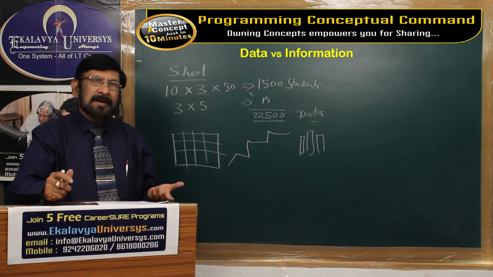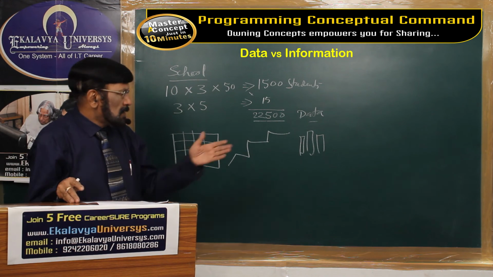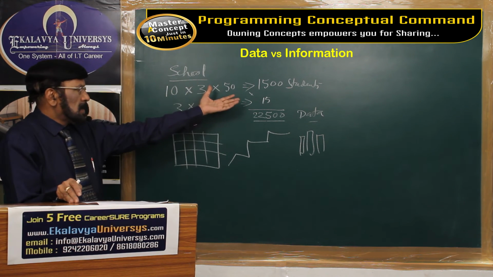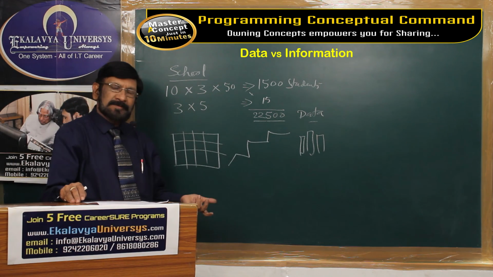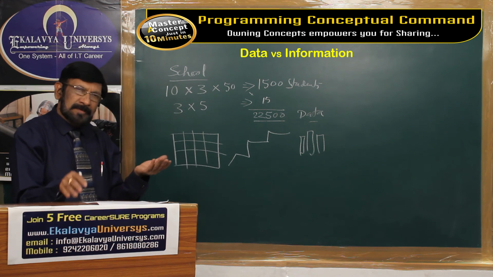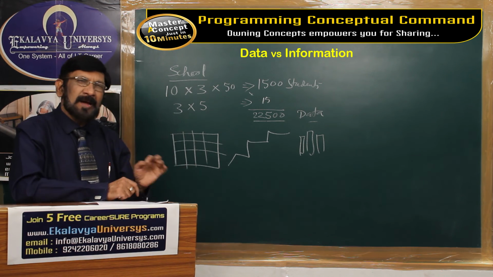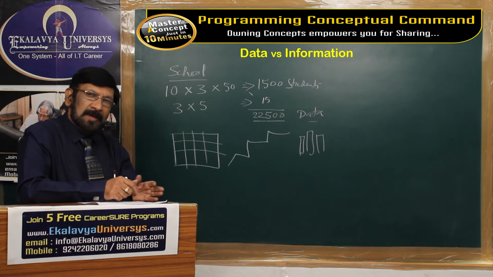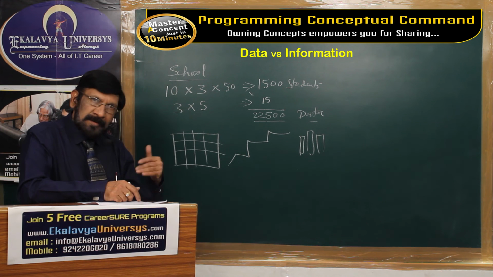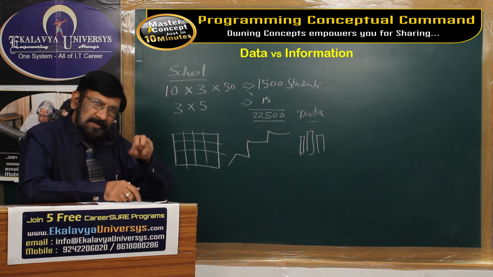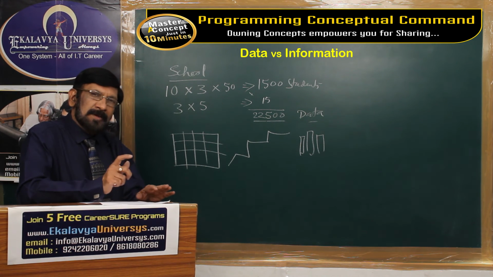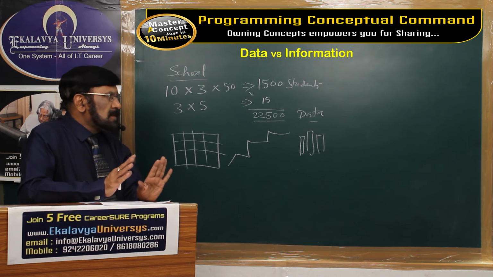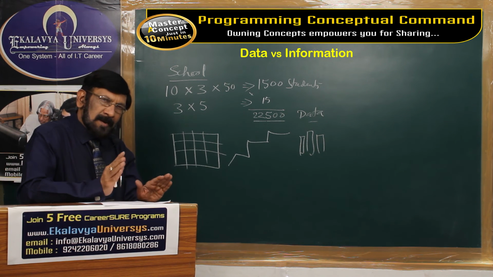Actually, data is nothing but a collection of facts. Whatever is there, here 1500 students are there, everybody writes 15 papers, they have written exams, and in that they got some marks. All these are collected facts. Information is derived, processed fact. These facts can be processed, and out of that information is derived. These are the prime differences between data and information.